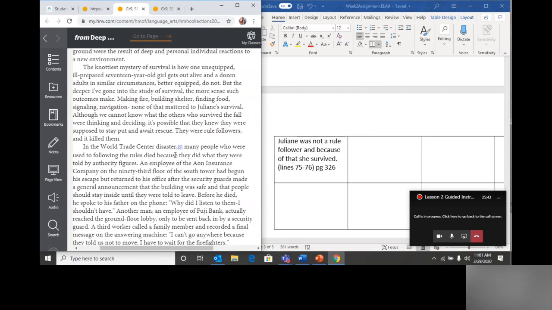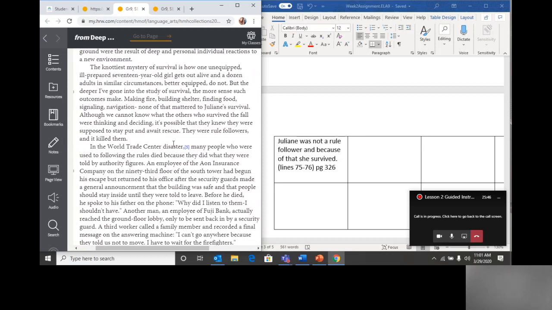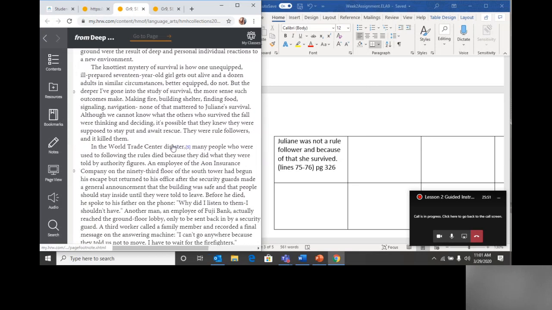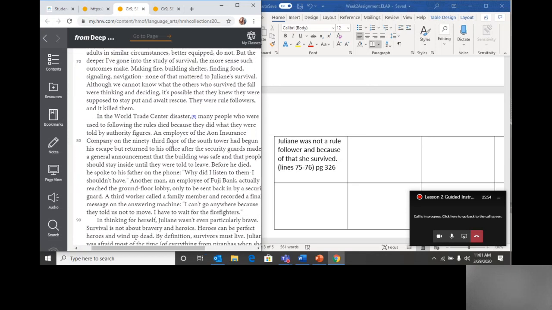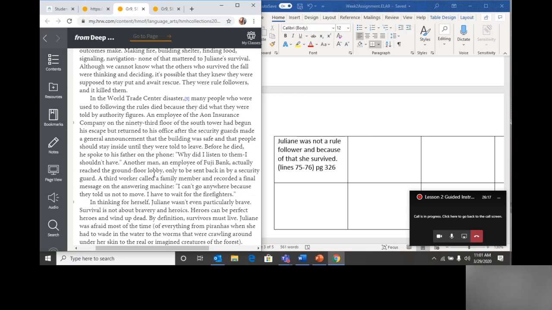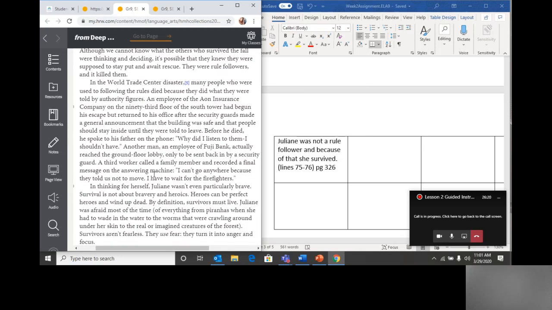In the World Trade Center disaster, many people who were used to following the rules died because they did what they were told to by authority figures. An employee of the Aon Insurance Company on the 93rd floor of the South Tower had begun his escape, but returned to his office after the security guards made a general announcement that the building was safe and that people should stay inside until they were told to leave. Before he died, he spoke to his father on the phone. "Why did I listen to them? I shouldn't have." Another man, an employee of Fuji Bank, actually reached the ground floor of the lobby, only to be sent back in by a security guard.